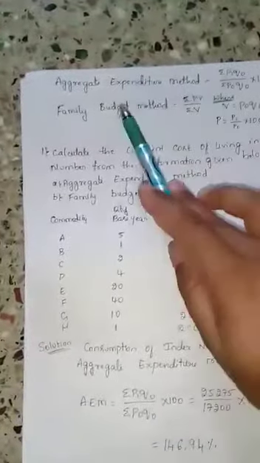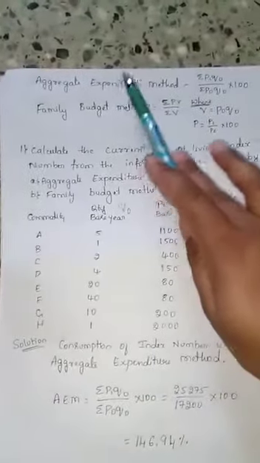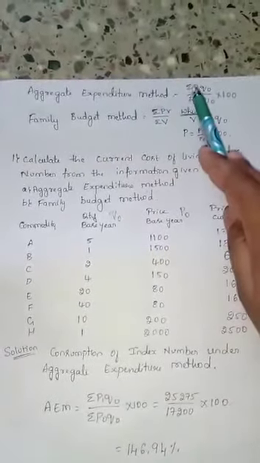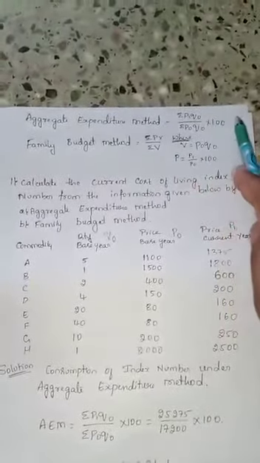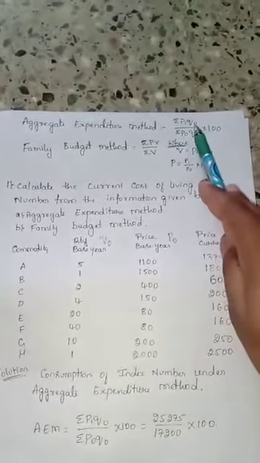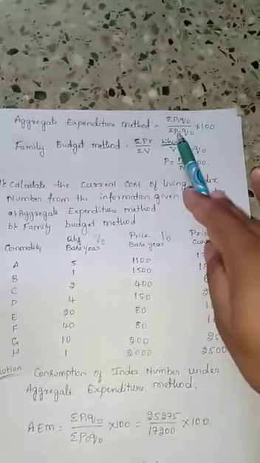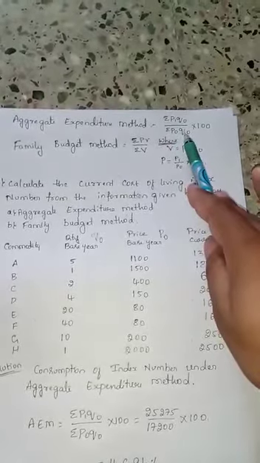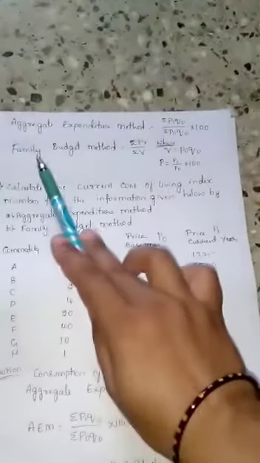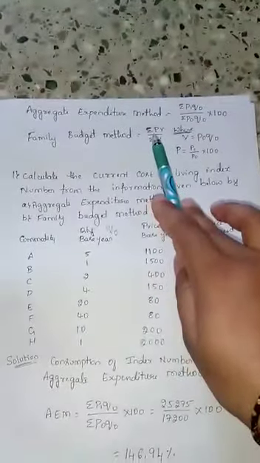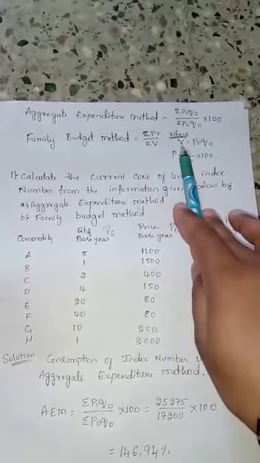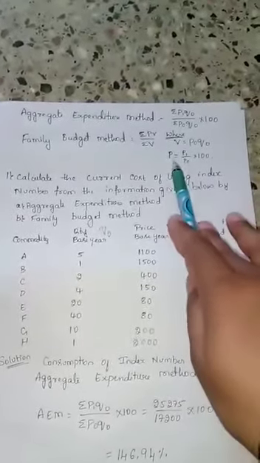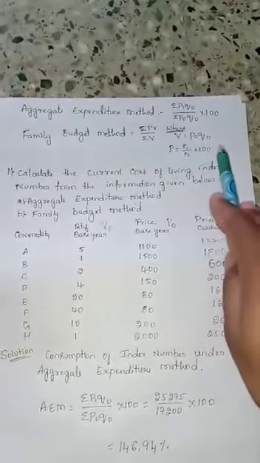The other two methods are the aggregate expenditure method and the family budget method. The aggregate expenditure method is calculated by using the formula summation of P1 Q0 divided by summation of P0 Q0 into 100. P1 is the price of the current year, Q0 is the quantity of the base year, P0 is the price of the base year. The family budget method is calculated by using the formula summation of PV divided by summation of V. V is the value of the base year, that is P0 Q0. P is P1 divided by P0 into 100.